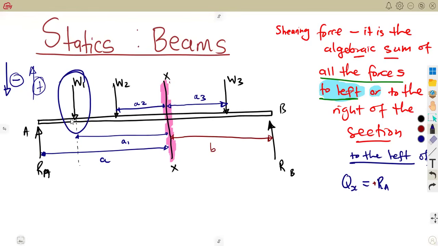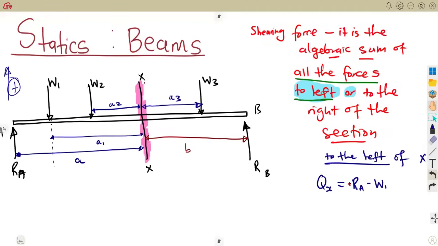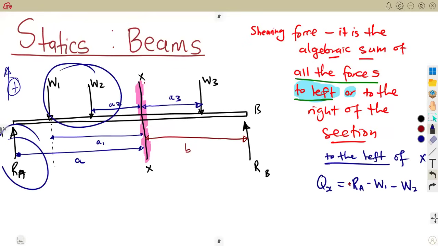We have got this one, W1, which is F1. We can call it F1. So it is going down. It's a negative. We've got also this force 2, which is also going down. It's a negative. So we're going to subtract it. So subtracting these two from RA gives us what? The shearing force, which is affected to that point that you are working with.